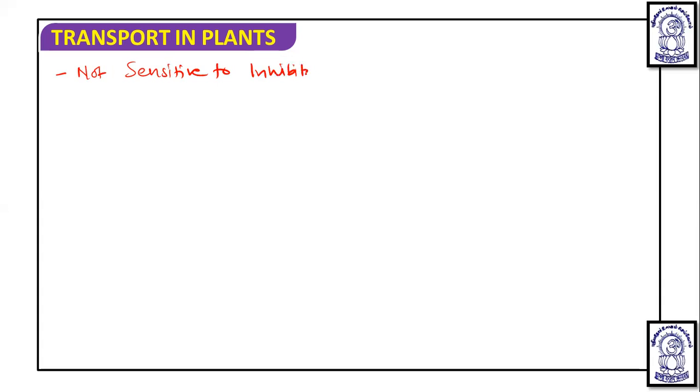Why? Because the inhibitors react with the proteins, and here the proteins are not required in this. Now we have to discuss the factors affecting the rate of diffusion.